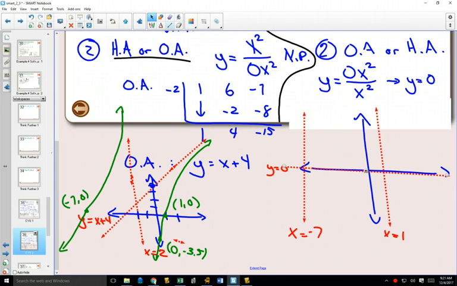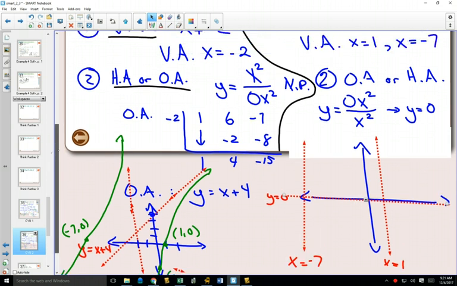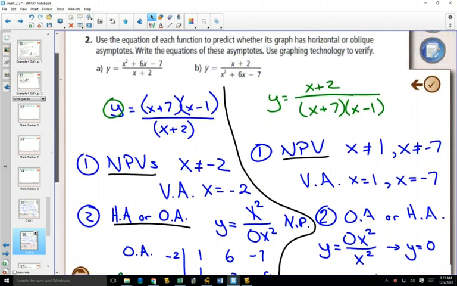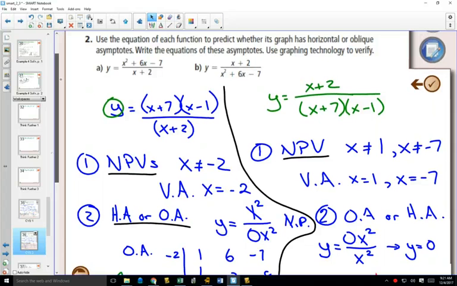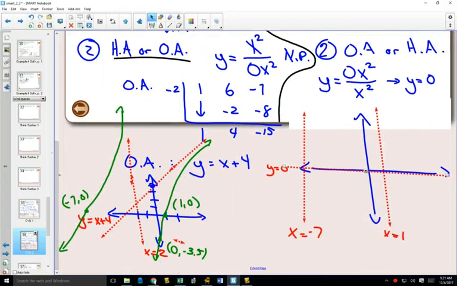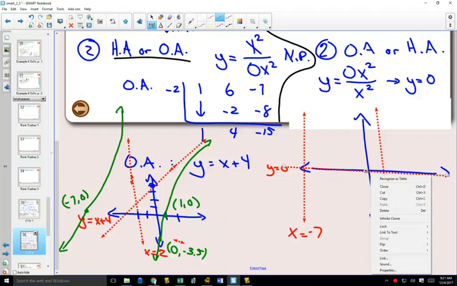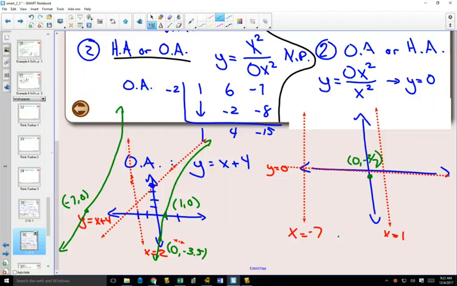And now when we go to graph this, it was easy to find x-intercepts and y-intercepts, so let's find those points first. If I plug in 0 for x, can you see that you're going to get -2/7? So one point is (0, -2/7).